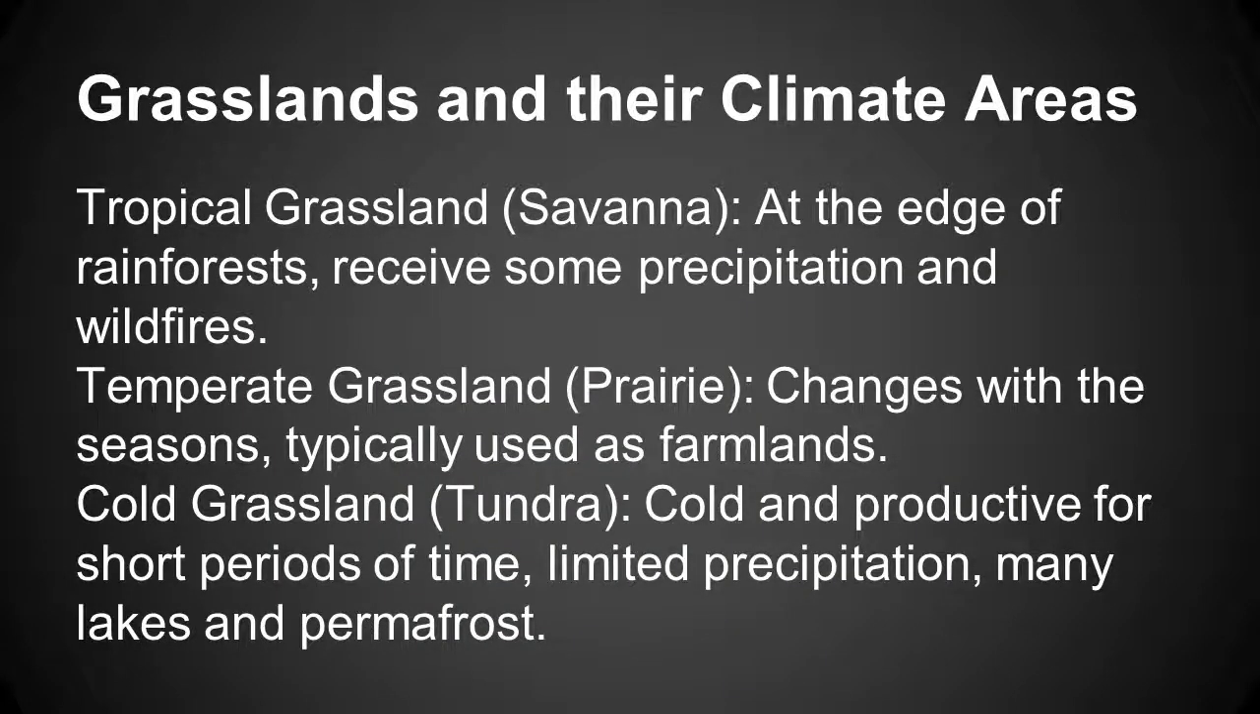The next biome is grasslands, and they are found in the middle of continents because they are too moist for deserts to form, but also still too dry for forests to form. Grasslands are also split into three types. There's tropical grasslands, also known as savannas. They contain scattered trees and usually have warm temperatures year-round. They also have a wet season and a dry season. They receive the second most rainfall of all the grasslands.